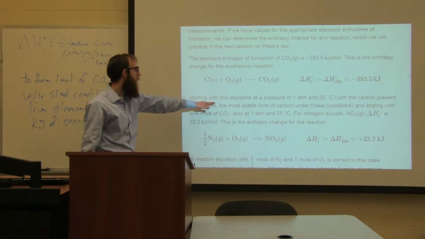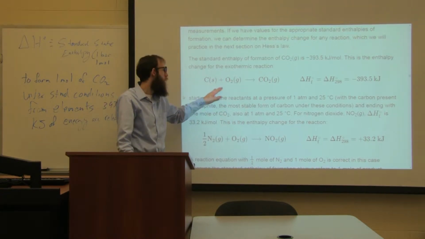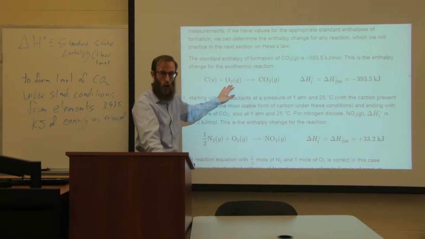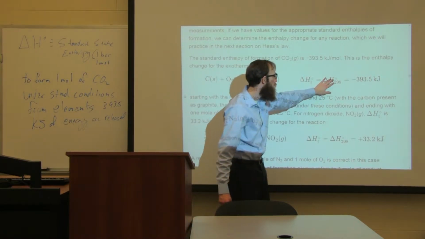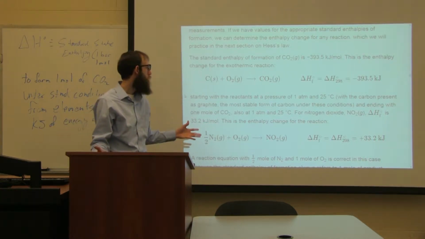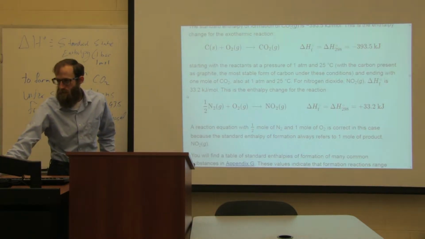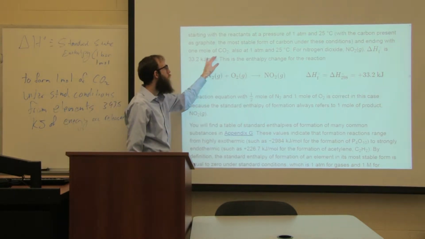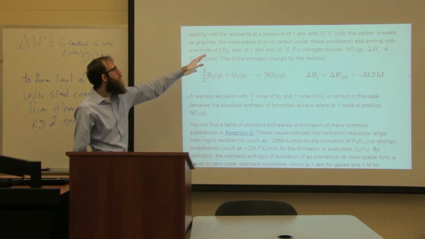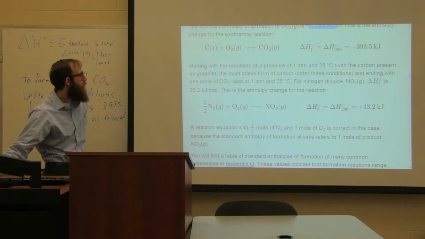How do we have this? Well, starting with the reactants, they are in their elemental forms. Under standard state, carbon is a black solid, oxygen is a gas, and if we burn a piece of carbon with oxygen gas under standard state conditions, -393.5 kilojoules is how much energy the system loses. Starting with the reactants at a pressure of 1 atm and 298.15 Kelvin, and ending with 1 mole of CO2, also at 1 atm and 25 degrees Celsius, there is a change of -393.5 kilojoules.